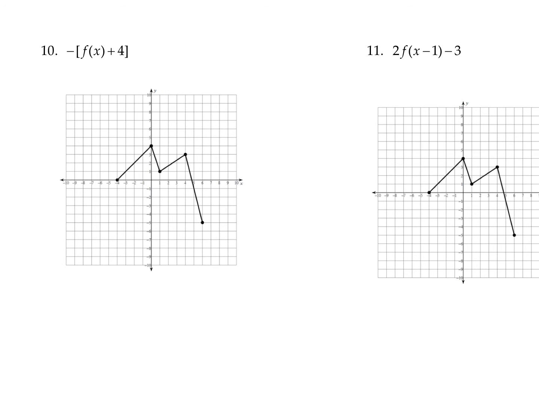All right, we have 2 more. So number 10 looks really similar to number 9, but the big difference is we need to follow order of operations here. So I need to move the function up 4. Then I am going to reflect it over the x-axis. And actually what this is going to look a lot like is going down 4 and then reflecting. Or I mean reflecting, then going down 4.